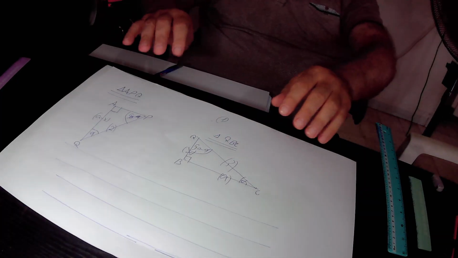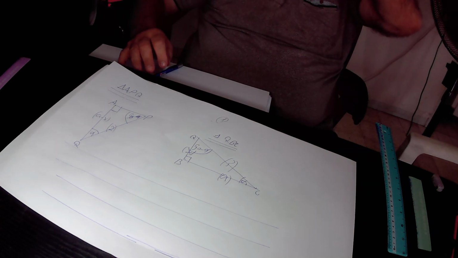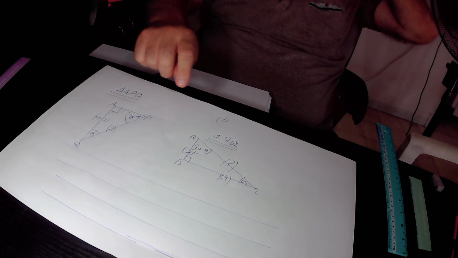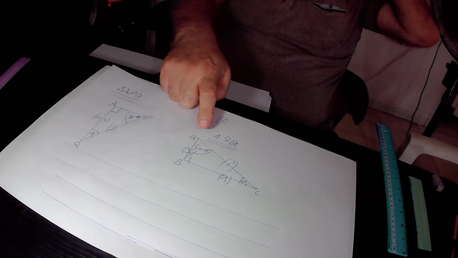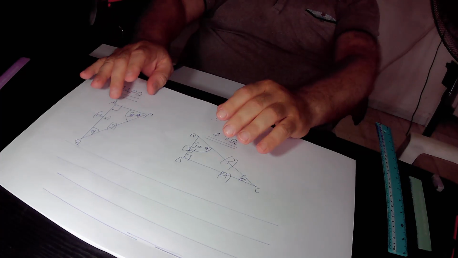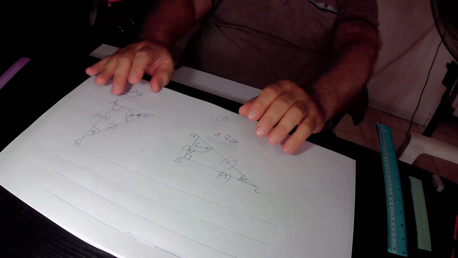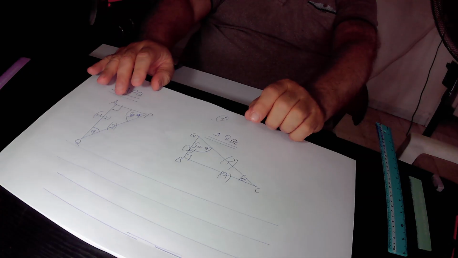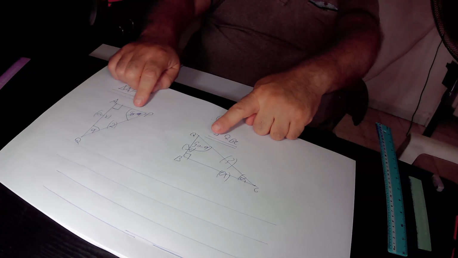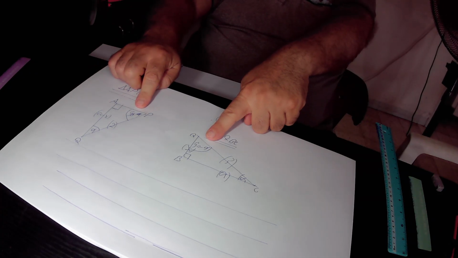So actually, those are the two right triangles from the original drawing. This is triangle APQ, this is the right triangle QBC. So why are those two right triangles similar to each other? First of all, those two angles are both equal to 90 degrees minus alpha, therefore they are equal to each other.